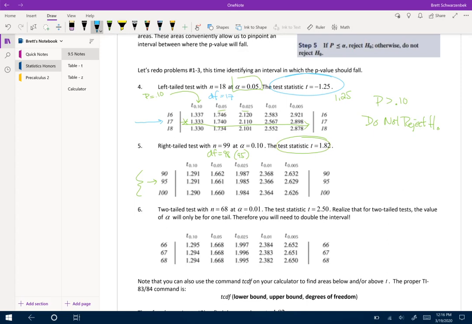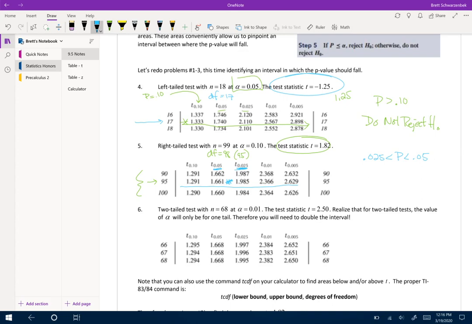So again, we're going to look at this row of values, and we're going to see where 1.82 falls. Well, if you look closely, it appears that it falls somewhere in between 1.661 and 1.985. So what does that help us with? Well, that means that we are somewhere between the area 0.025 and 0.05 in terms of tail area, which in turn is our p-value. So therefore, we can say in a compound inequality that 0.025 is less than p, which is less than 0.05. In other words, p is somewhere in the interval between 0.025 and 0.05.